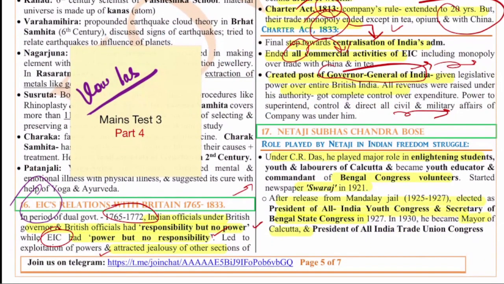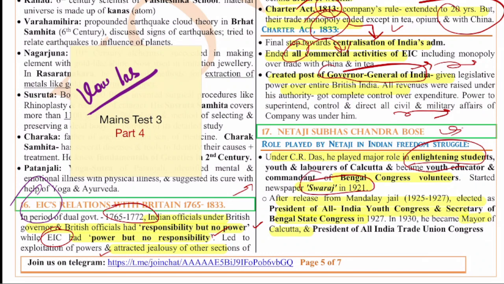So the next question, the 17th question, is on Netaji Subhas Chandra Bose. Subhas Chandra Bose played a great role in the Indian freedom struggle. Under C.R. Das, he played a major role in enlightening students right from the beginning of his youth days. He started the newspaper Swaraj in 1921. He is the person who left the Indian Civil Services even after qualifying and came and joined politics.